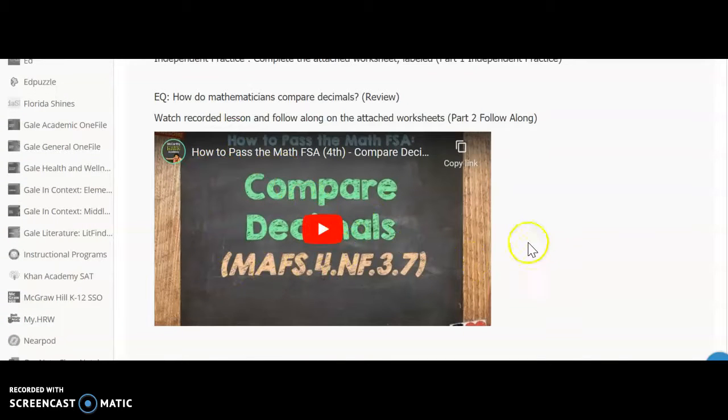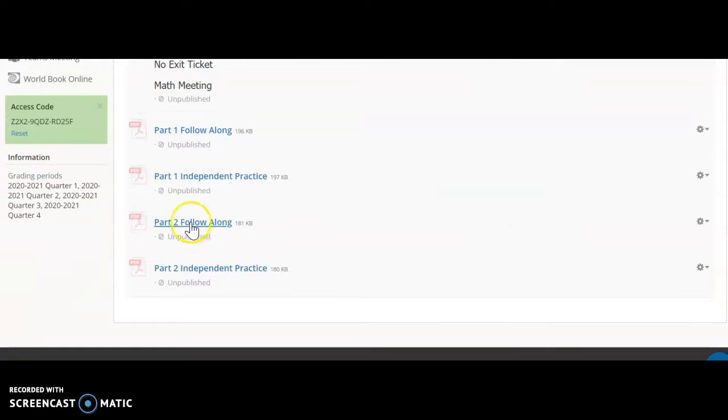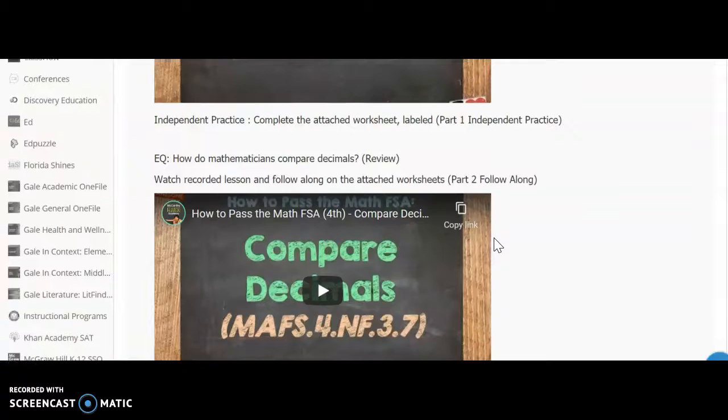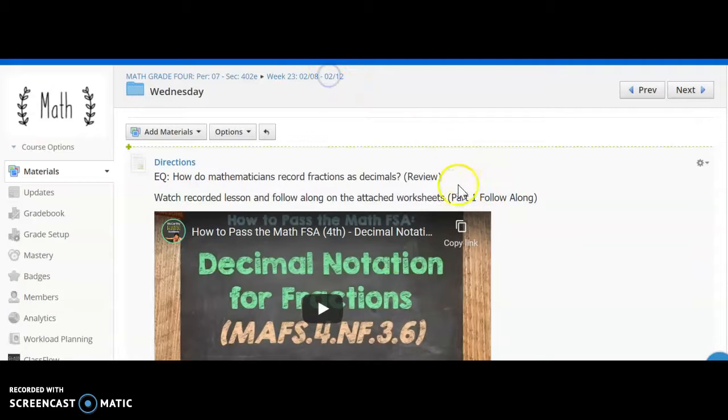In this video, you are comparing decimals, and then here you're going to follow along and the independent practice. There's no exit ticket today, but we will meet at 2 o'clock.